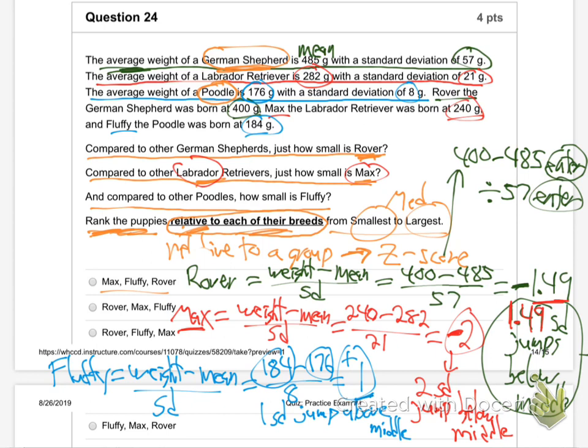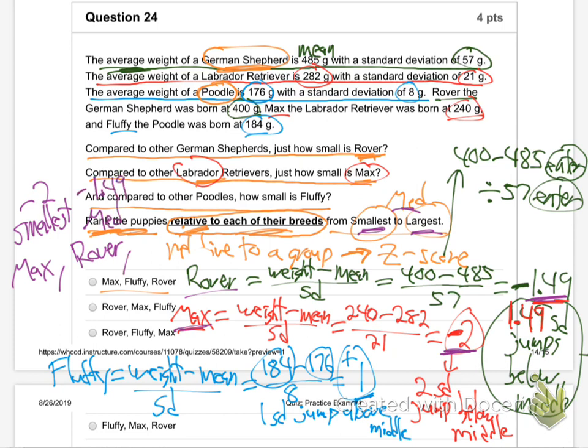Now they want us to rank these Z-scores from smallest to biggest: smallest, then medium, then large. Who's got the smallest Z-score? Negative 2, Max. So Max has the smallest z-score of minus 2, followed by the medium, Rover, at minus 1.49, and the biggest is Fluffy, with plus 1. So the ranking is Max, Rover, Fluffy.